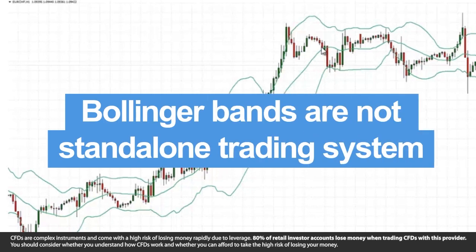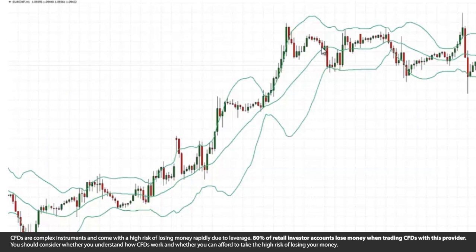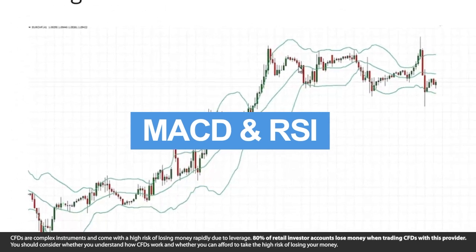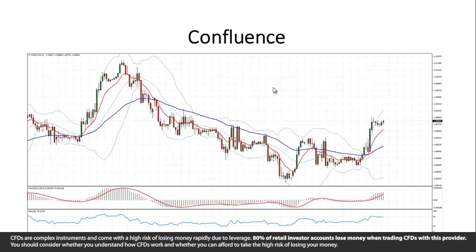Bollinger Bands are not a standalone trading system. They are simply one indicator designed to provide traders with information regarding price volatility. It is suggested to use them with 2 or 3 other non-correlated indicators that provide more direct market signals. It is crucial to use indicators based on different types of data. Some of them can be moving average convergence divergence, MACD, and relative strength index, RSI.